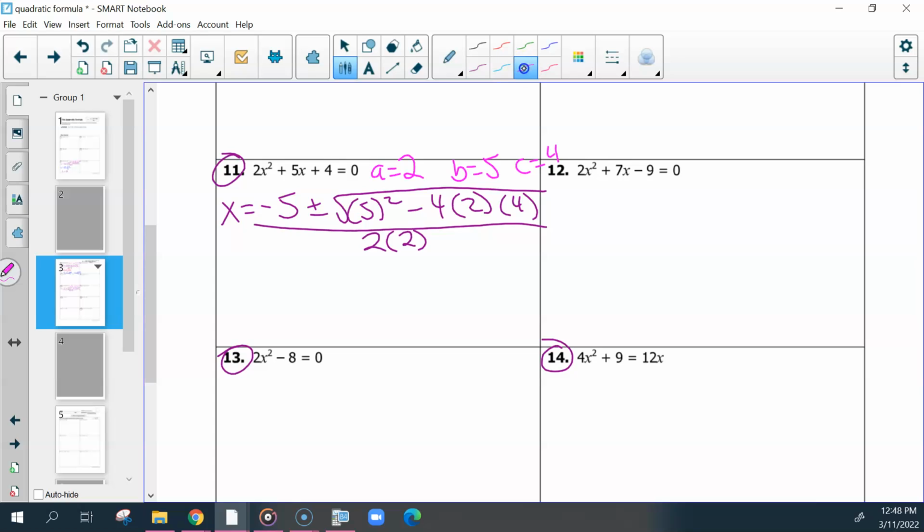When you start to simplify, what would your discriminant number be? Negative 7. And what would we do from there? This would be no solution. There's nothing else for us to do.